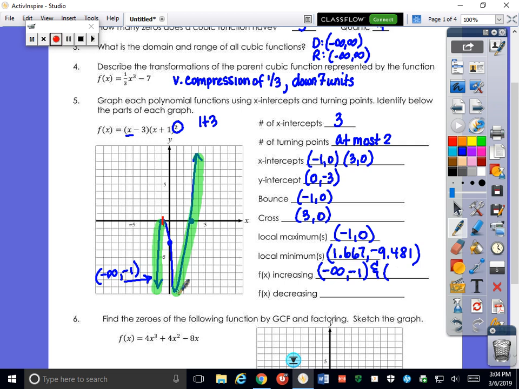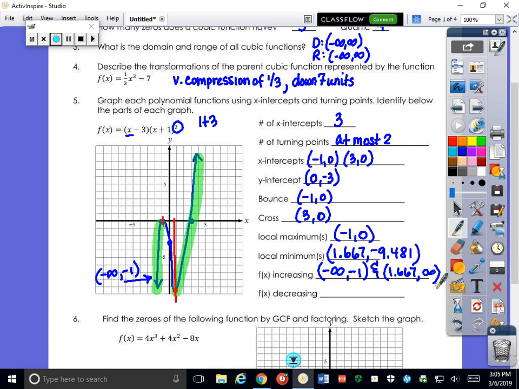Then it starts increasing again down here at that turning point, but that's actually not a whole number. It's where this turning point is. So we have to use that particular x value, and that particular x value is 1.667. And it keeps increasing until you get to infinity.